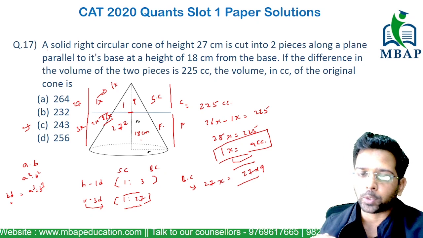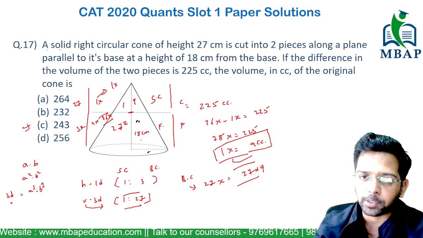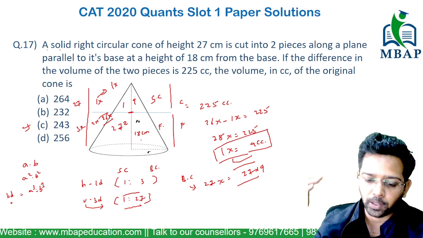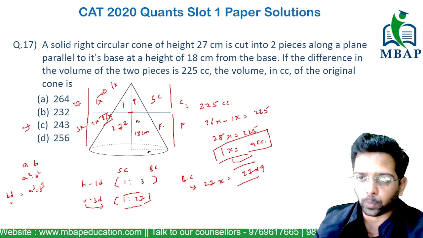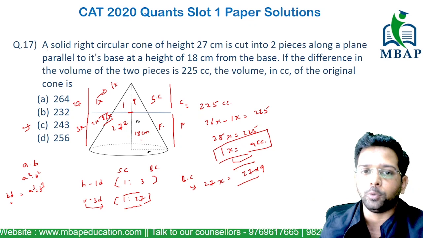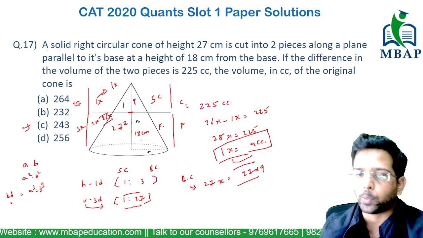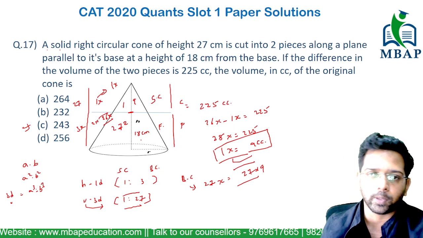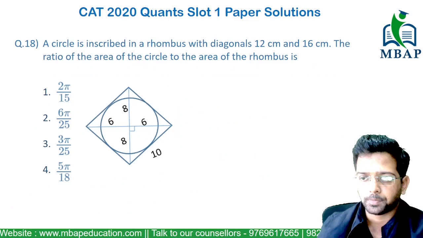Clear? You need to understand the correlation between one-dimensional height, two-dimensional area, and three-dimensional volume. A is to B versus A squared to B squared versus A cubed to B cubed. If you know this part very well, you'll be able to tackle all the possible questions. How much time does it take to solve a question like this? Possibly less than a minute in the actual CAT exam as well.